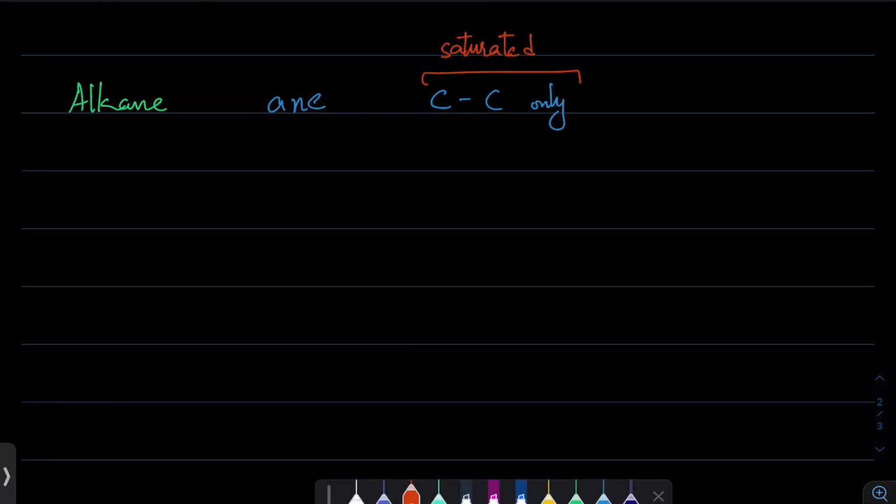ऑक्सीजन की बॉन्ड की बात नहीं कर रहा हूं, हाइड्रोजन की बॉन्ड की बात नहीं कर रहा हूं. आई एम जस्ट टॉकिंग अबाउट कार्बन विद कार्बन. कार्बन की दूसरे कार्बन के साथ सिर्फ सिंगल बॉन्ड्स हों तो उसको सैचुरेटेड बोलते हैं. सो एल्केन्स आर सैचुरेटेड.